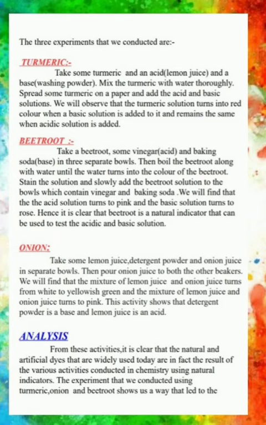Third one, onion. Take some lemon juice, detergent powder, and onion juice in separate bowls. Then pour onion juice into both the other beakers. We'll find that the mixture of lemon juice and onion juice turns from white to yellowish green, and the mixture of detergent powder and onion juice turns to pink. This activity shows that detergent powder is a base and lemon juice is an acid.